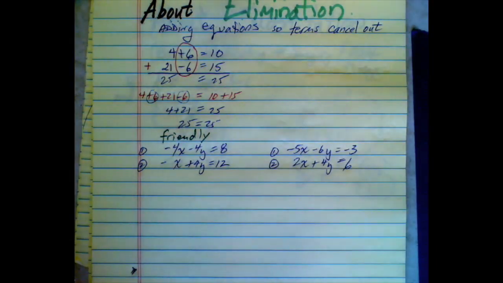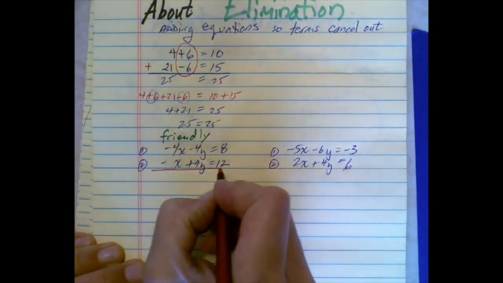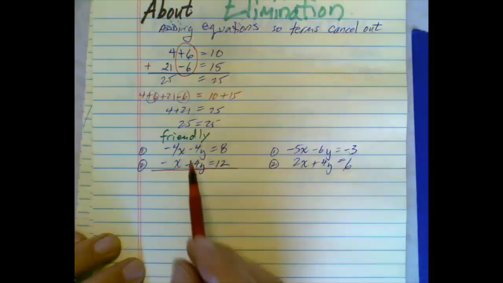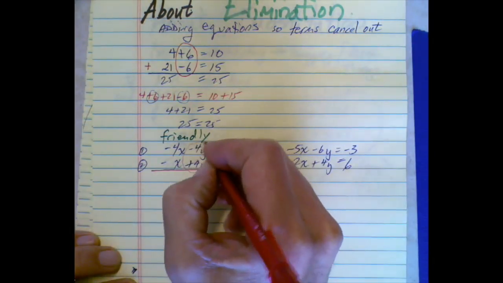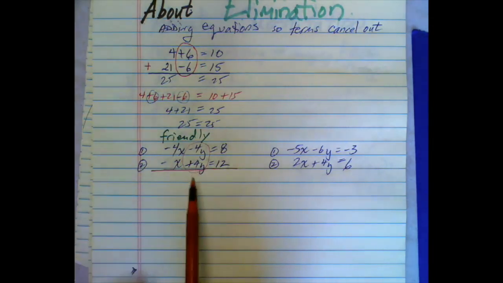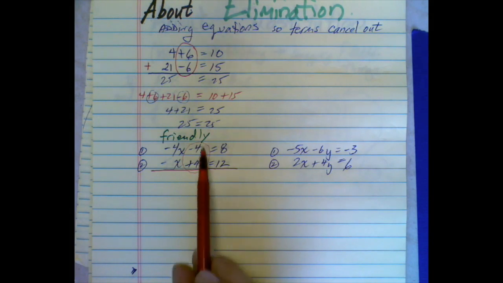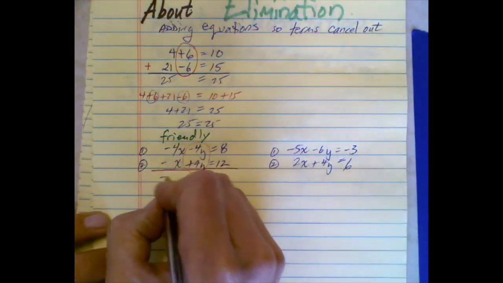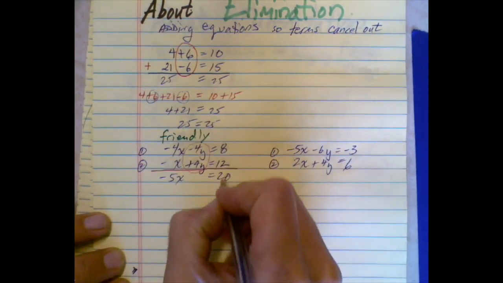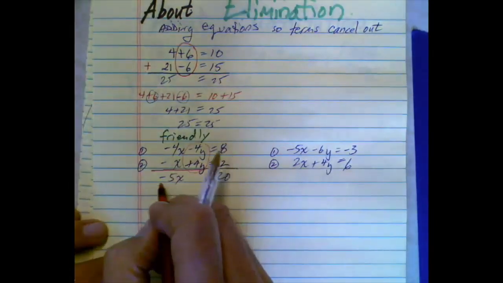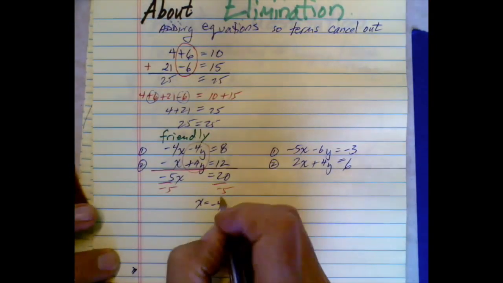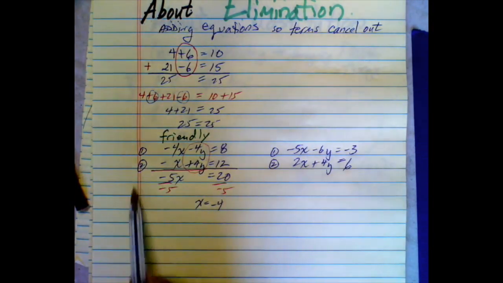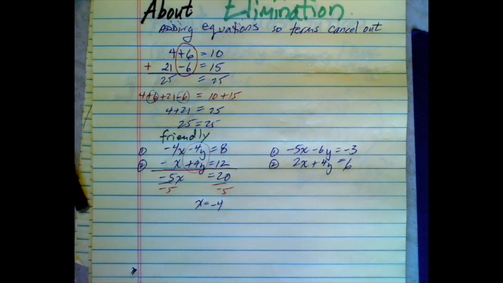Why is this friendly? Well, let's look at this. If I was to add up these two equations right here, I would notice everything's all nicely lined up. The x's are lined up with the x's and the y's with the y's. The equal signs are lined up. Won't those drop out? Yes, they will. And I have negative 5x is equal to 20. I can solve that easily. Divide by negative 5 on both sides, and I've got x is equal to negative 4. Then I can plug it back in and find y.